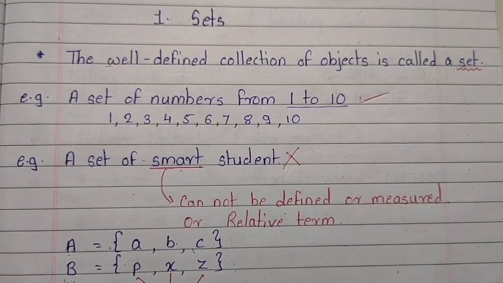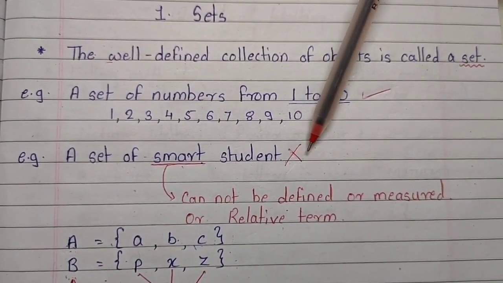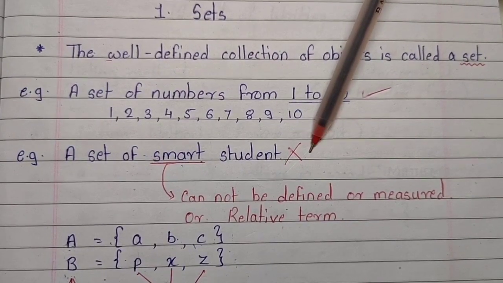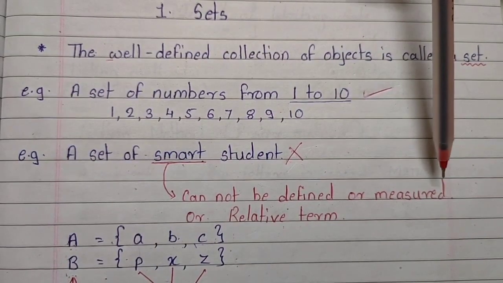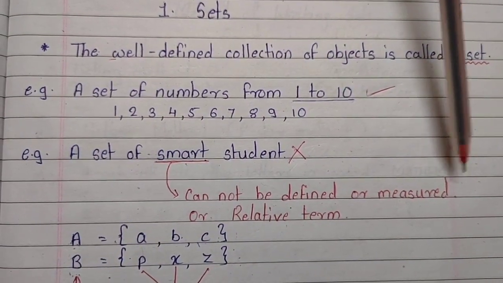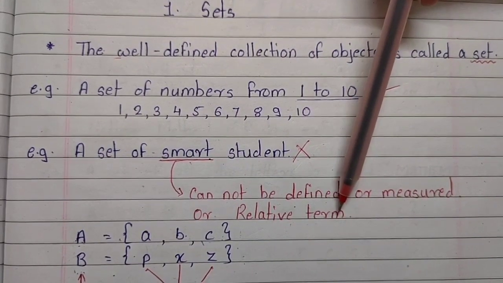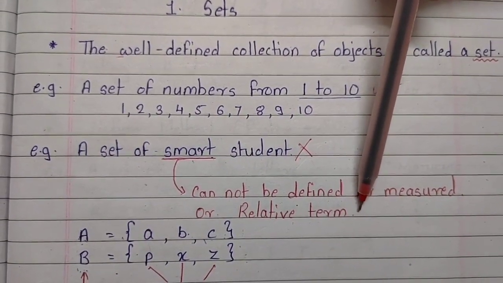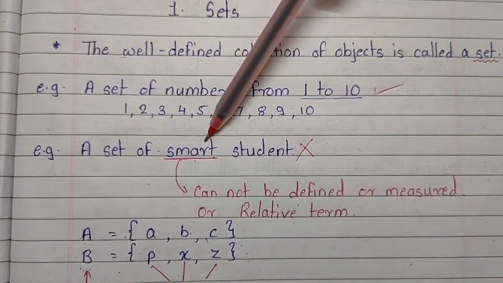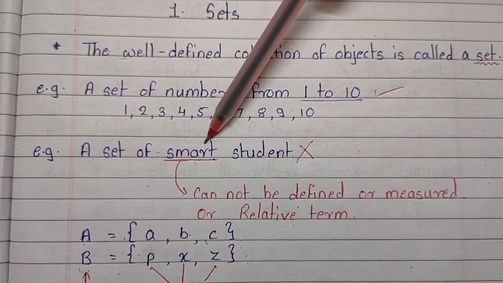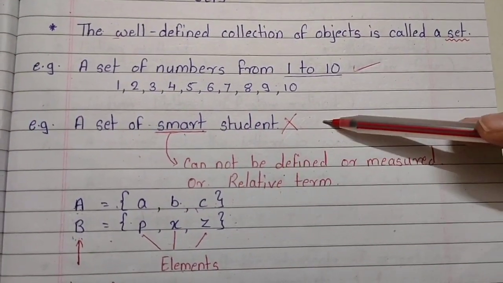Let's see another example. A set of smart students. Can you make a set of this? No. Why? Because the word smart cannot be defined or measured. It is also known as a relative term. A relative term is a word whose meaning changes from person to person. So that's why we cannot make a set of this.